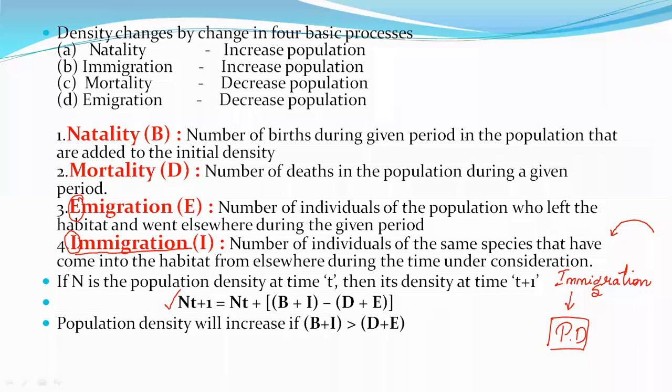It increases. Very good. Yes, very good, Chandni and Gita. So we'll take this as plus. So in immigration, it increases. Now this population density is N. Immigration is nothing but I, and it increases.